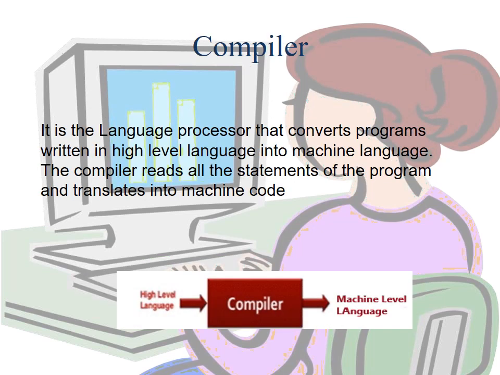And then next is compiler. Compiler is the language processor that converts programs written in high level language into machine language. The compiler reads all the statements of the program and translates the source code into object code. Example, C and C++, which you will learn later on.